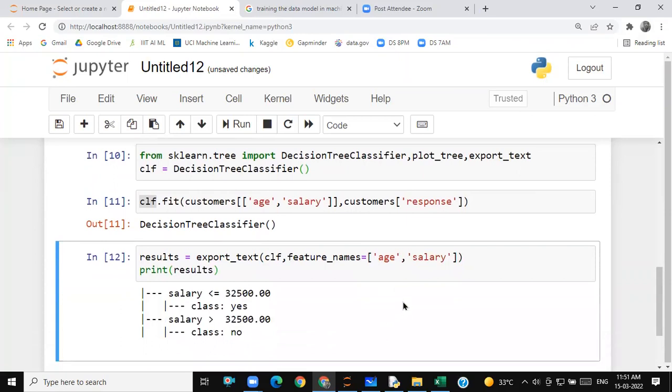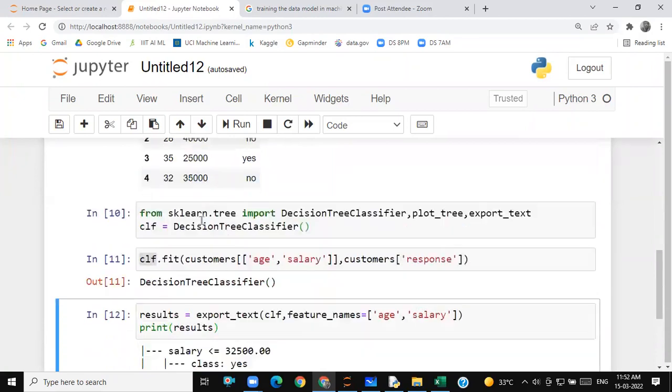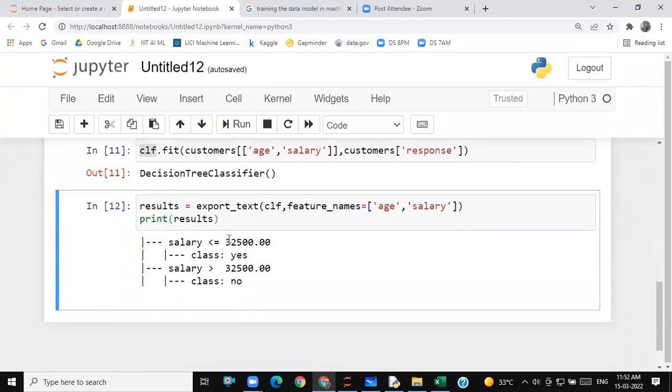Execute. If you can see, this is what the machine has studied, guys. If salary is less than or equal to 32,500, your class is yes. That means they will respond. We expected something around less than 35,000, but the separation was made a little differently. I'll tell you later why it was made at 32,500. If salary is less than or equal to 32,500, then the response is yes. Your class will be yes.